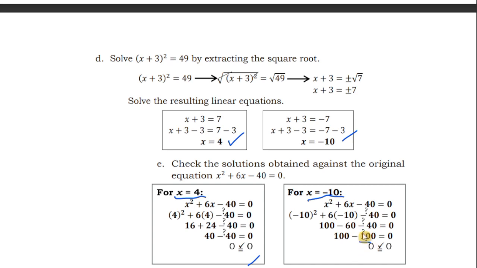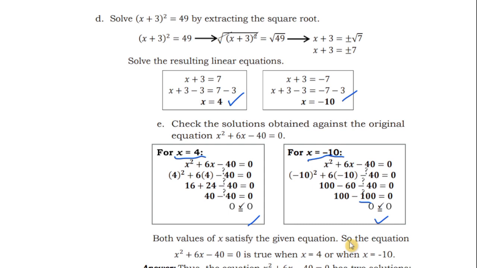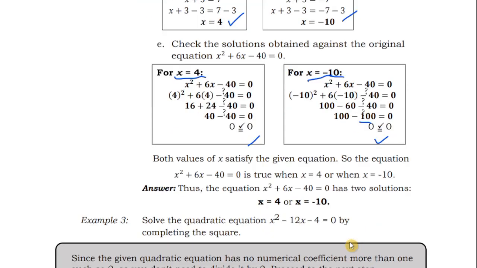So it was added here, then copy the 100. So 100 minus 100, and that is 0. So since both x equals 4 and negative 10 are really correct, we could now say that the given equation x squared plus 6x minus 40 equals 0 has two solutions, x equals 4 and x equals negative 10.